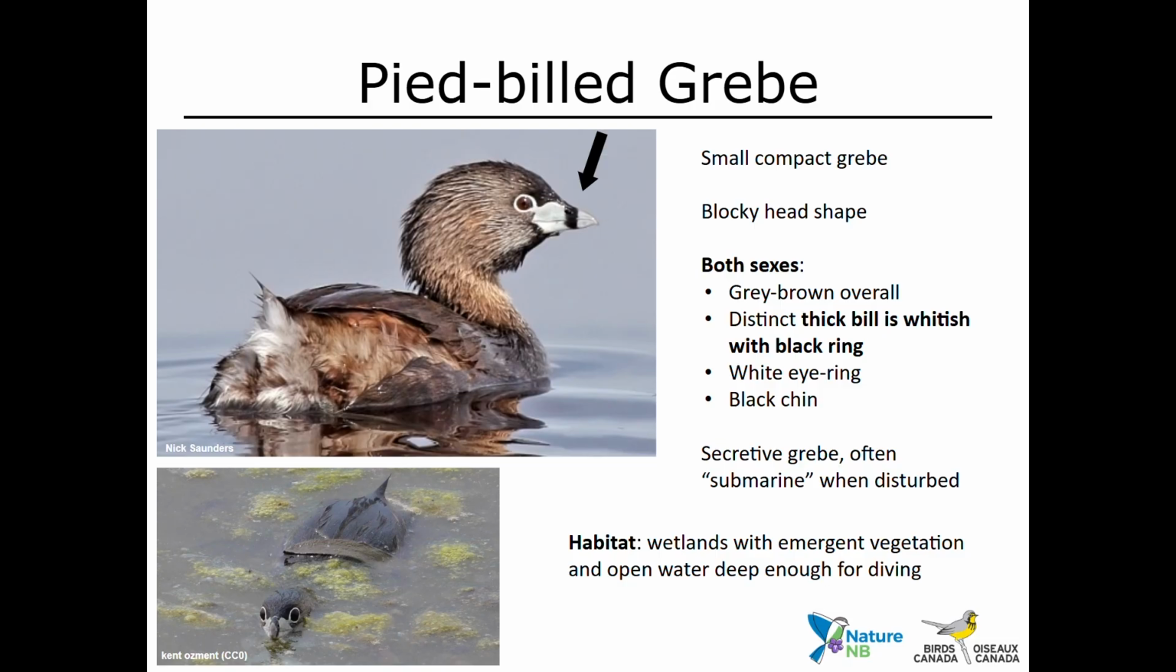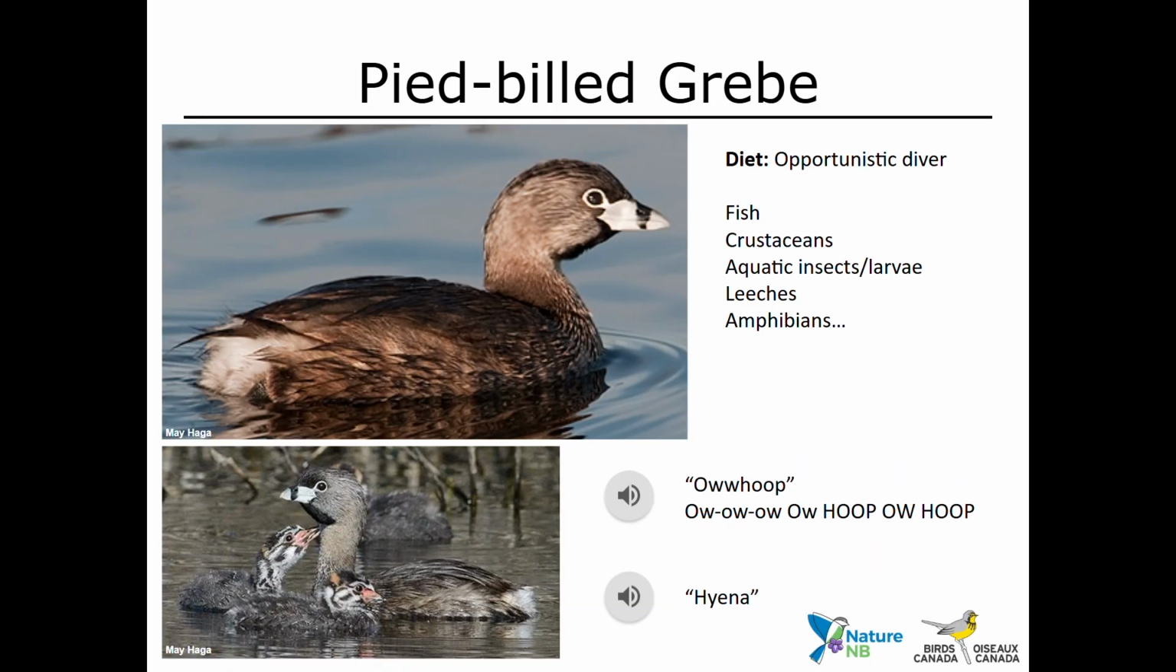And they eat a pretty wide variety of food that they can find when they are diving down. So fish, crustaceans, insect larvae, and adult insects, leeches, and amphibians. And they have a very distinctive courtship call that they will make that sounds a little bit like a monkey, which you can hear in this recording.